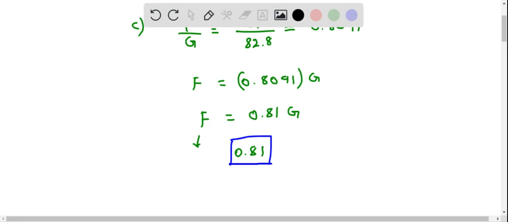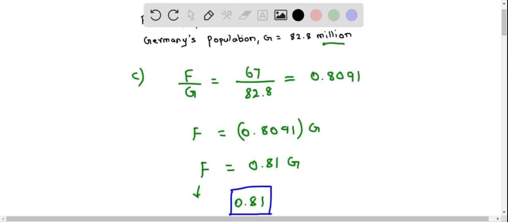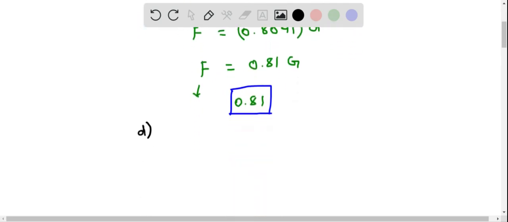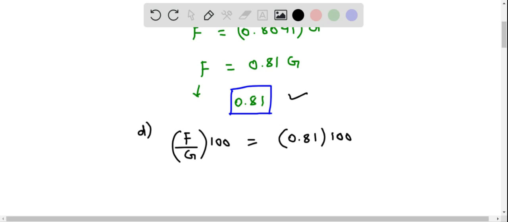Let's answer part D. And here we have to express France's population as a percentage of Germany's population. So it's basically the same ratio, but we have to express this in terms of a percentage. So I have to find F over G. We have to multiply this ratio with 100. So this gives, we already figured out that F over G is 0.81. So it is 0.81 times 100, and this is 81.